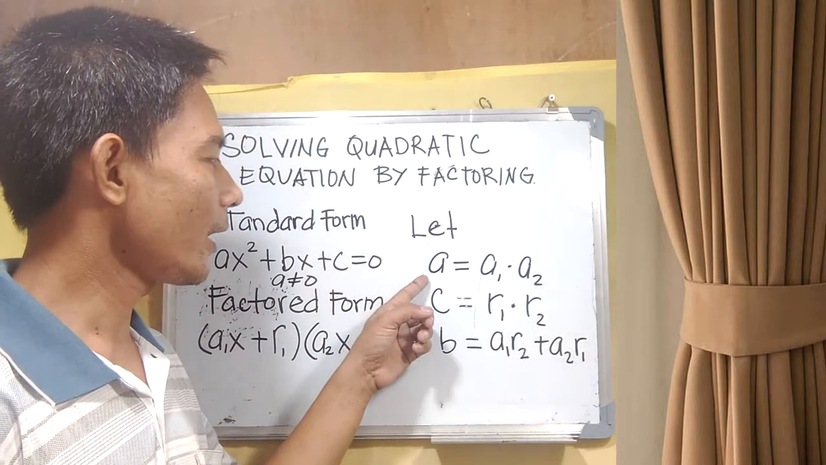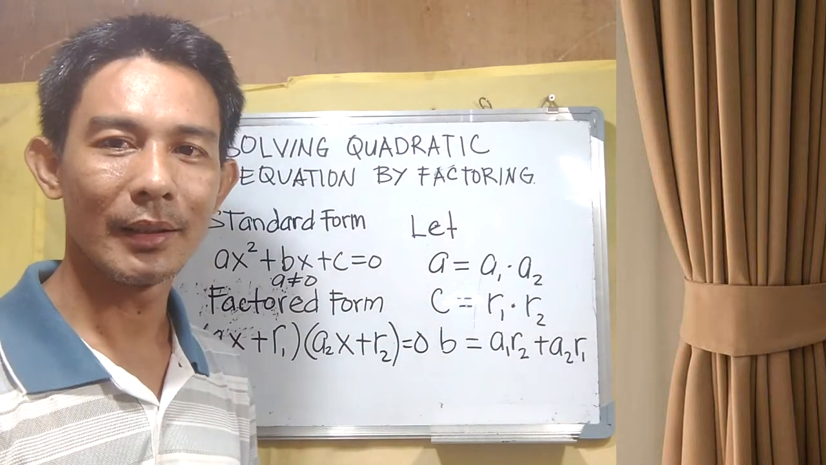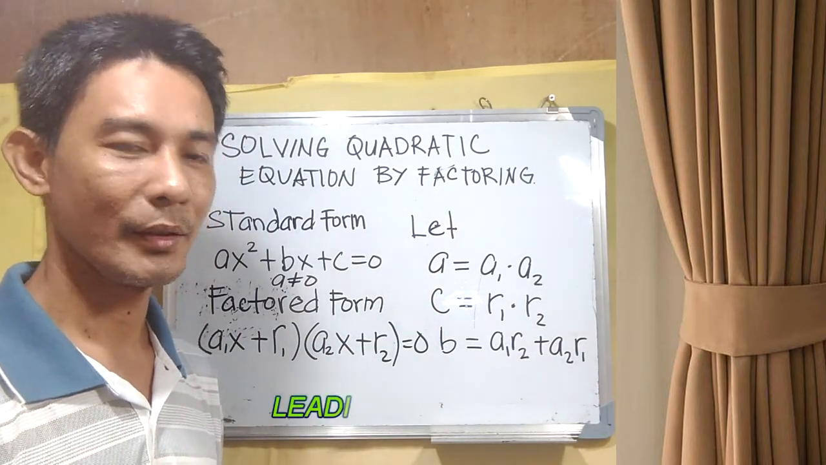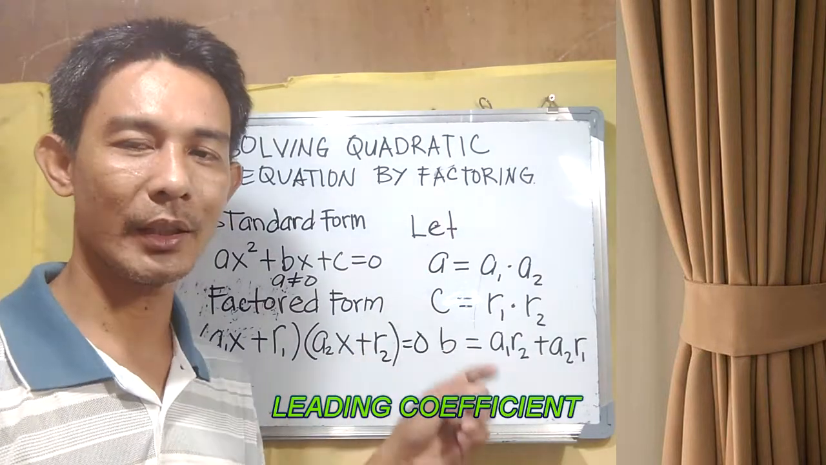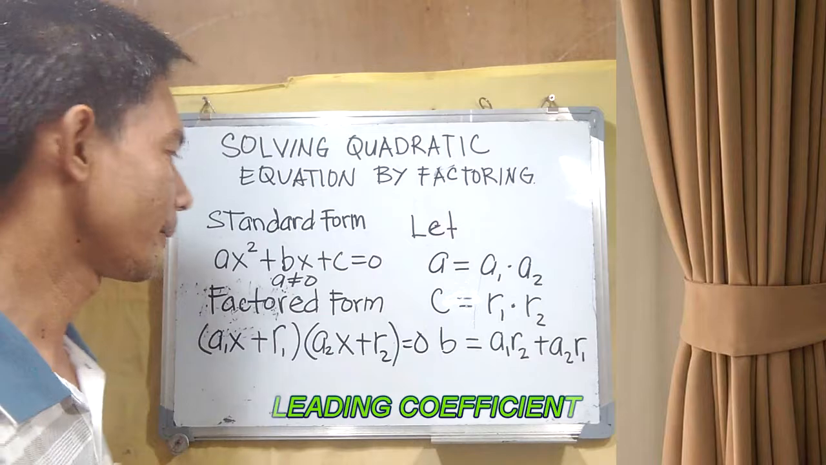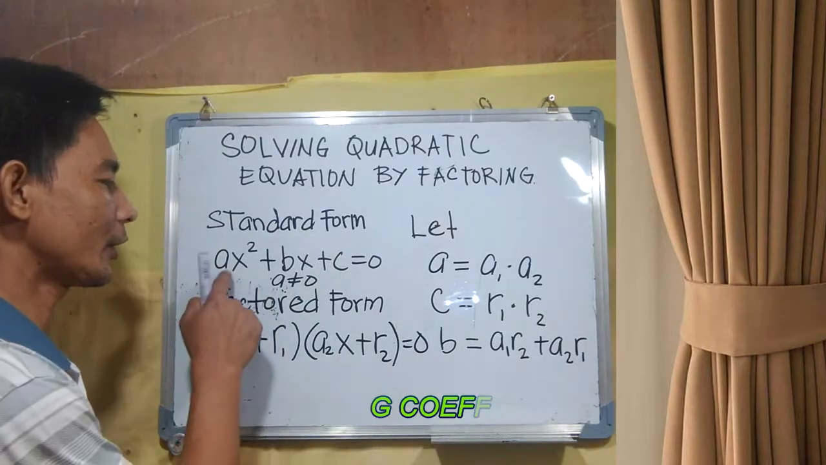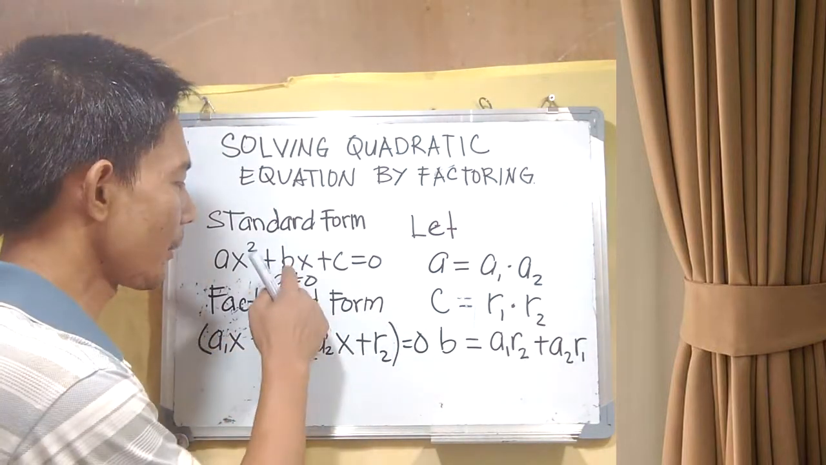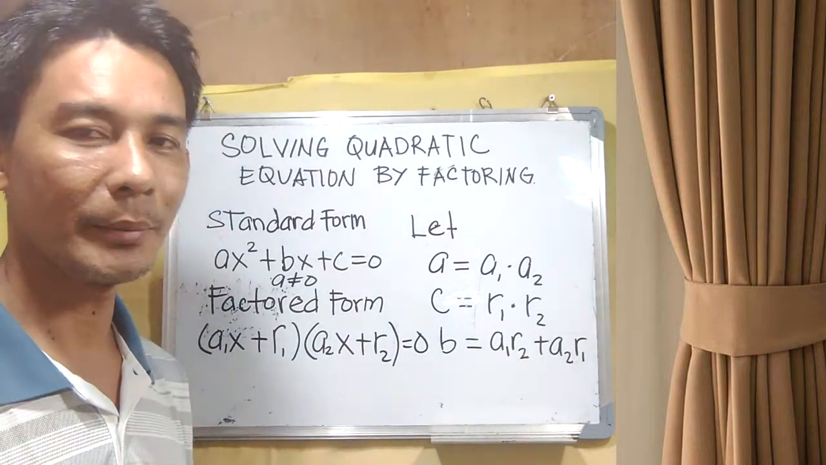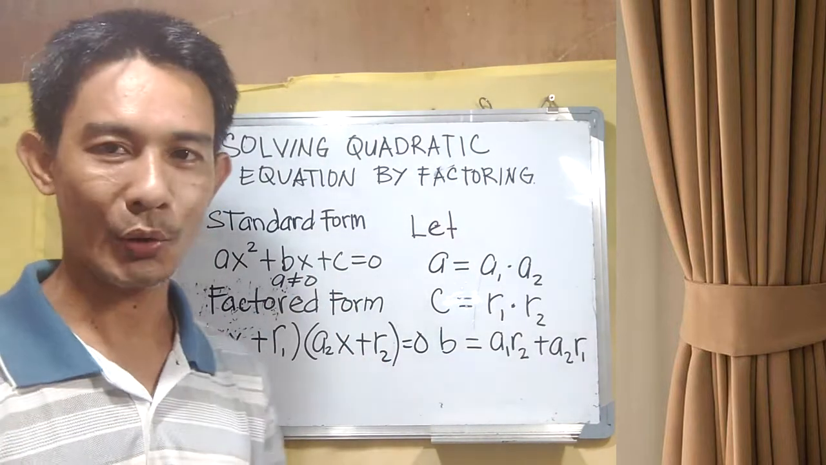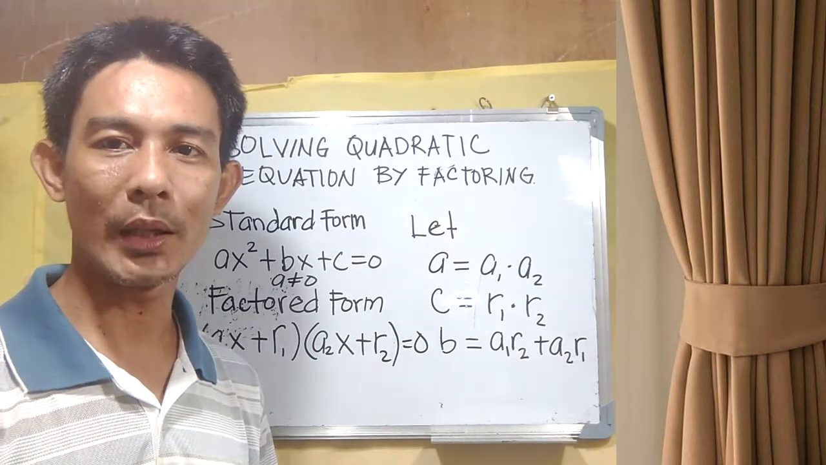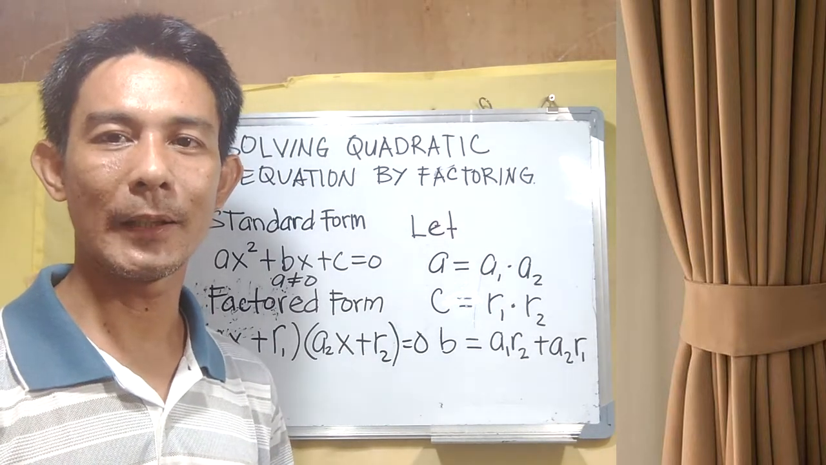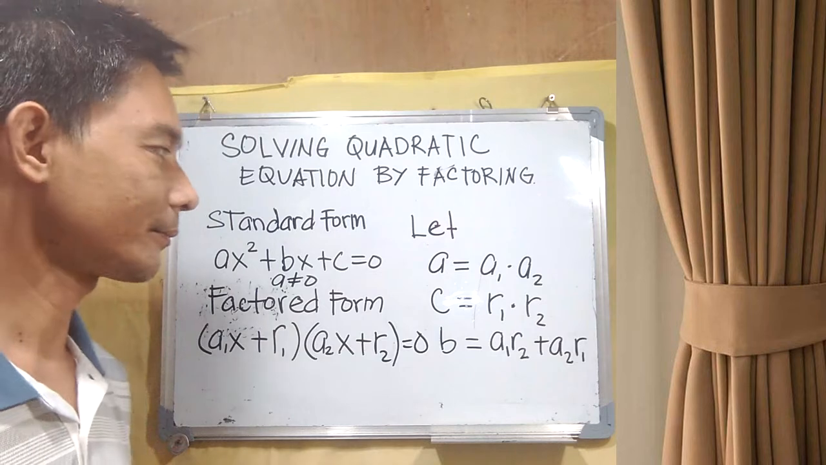Let a, this is our leading coefficient. So the leading coefficient is the numerical coefficient of the quadratic term. This is our quadratic term, ax squared. Bx is our linear term, and c is our constant term. So those are the terms that we use in quadratic equation.